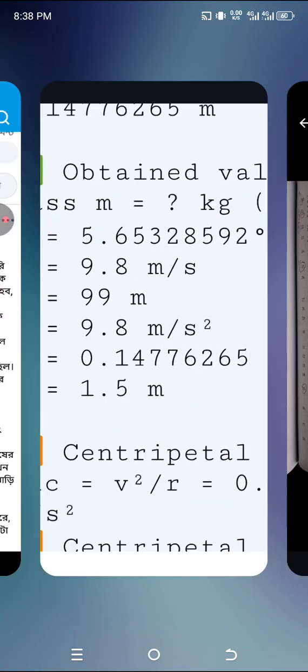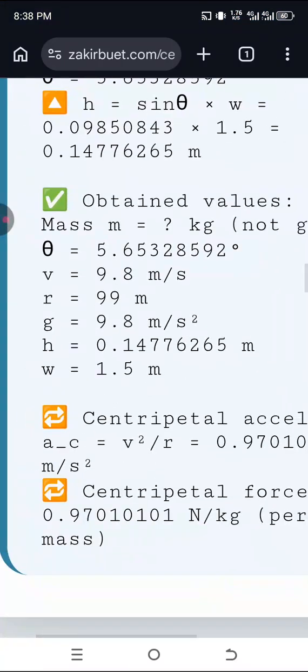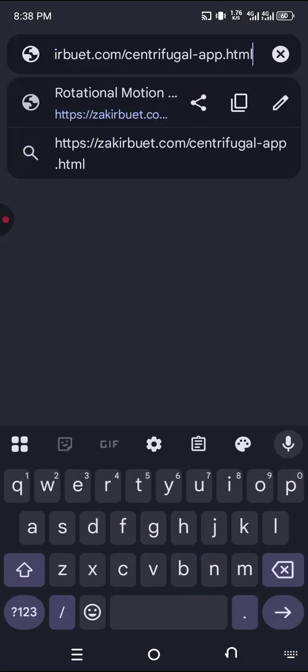So I guess now you have already learned how to use these 4 apps. You will find them on this particular page, my website zakirbuet.com/centrifugal-app.html. If you skip the .html part, that's also okay.